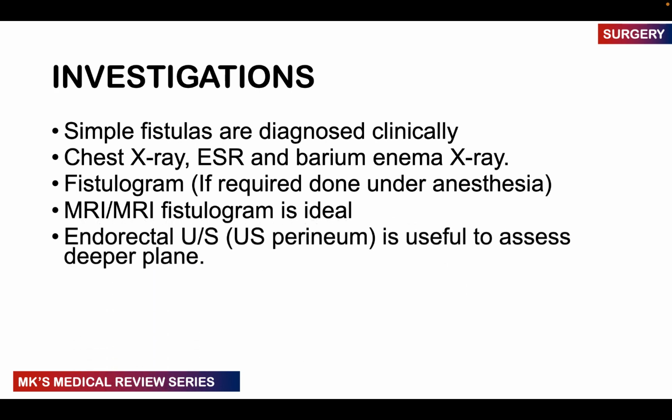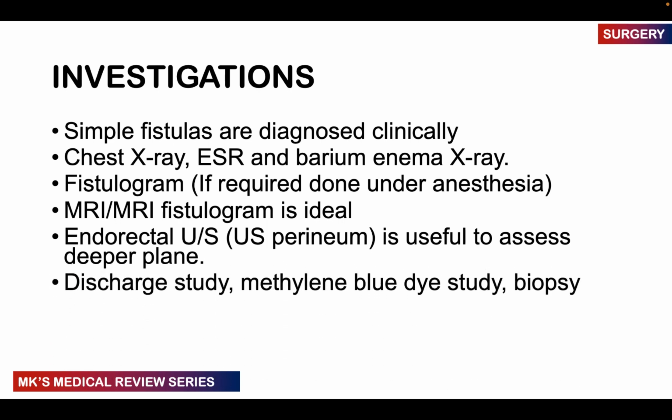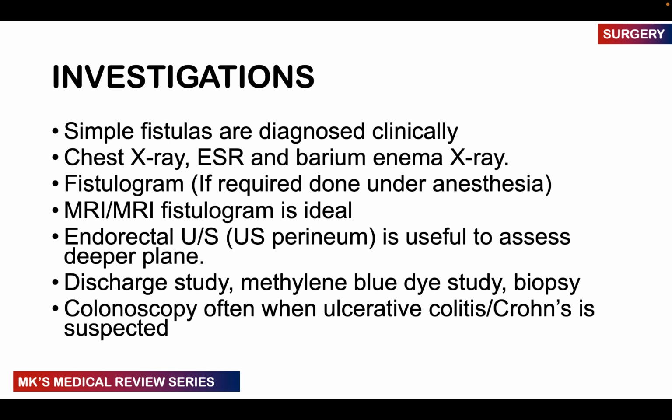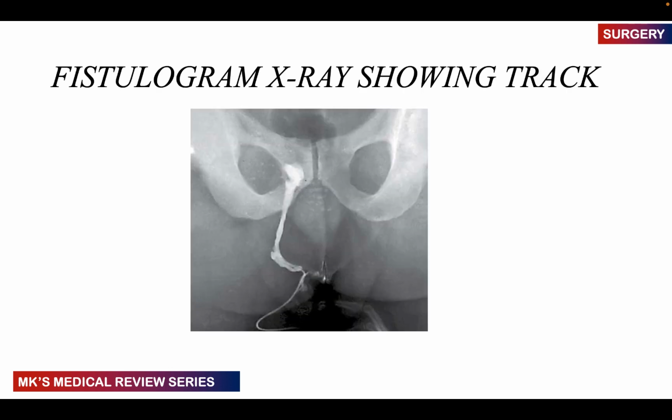You may also get an endorectal ultrasound or an ultrasound of the perineum. This is useful to assess the deeper plane type of fistulae. Then you may get a discharge study, you may get a methylene blue study, and you may sometimes want to get a biopsy. A colonoscopy can be done, often when ulcerative colitis or Crohn's disease is suspected. Here's a picture of a fistulogram and an x-ray showing a tract.